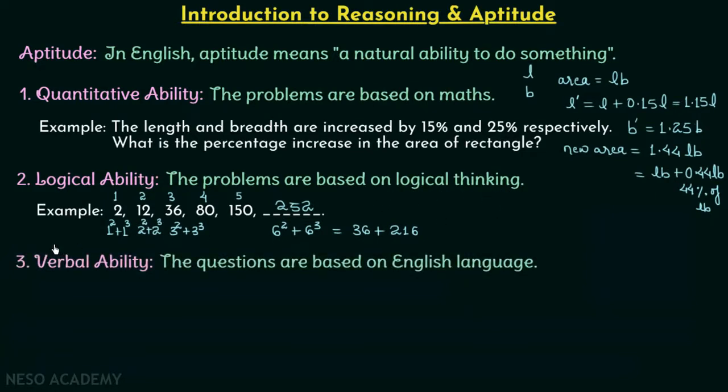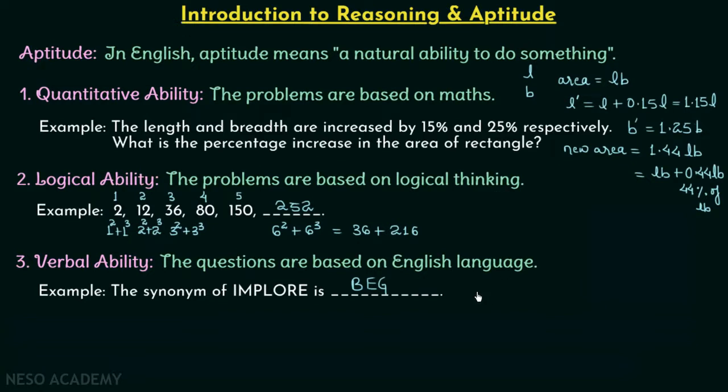Now moving on to our third class, which is verbal ability. Verbal ability will have the questions based on English language. For example, the synonym for implore is, beg. And this section we will not discuss in reasoning and aptitude course, we will have it in English course.